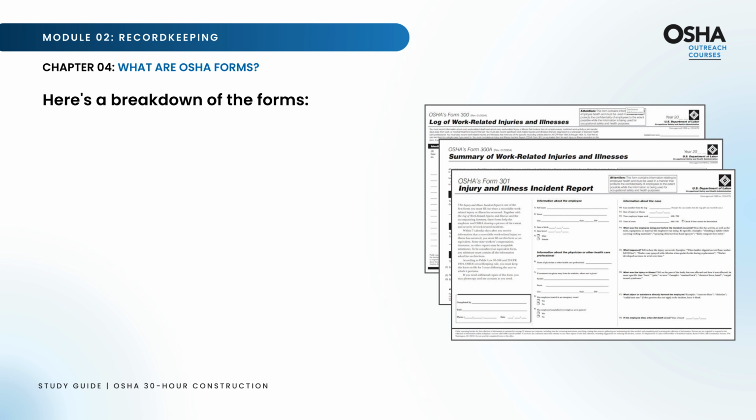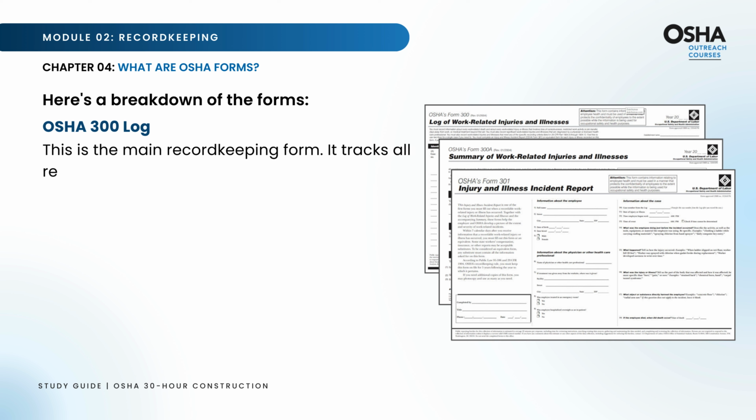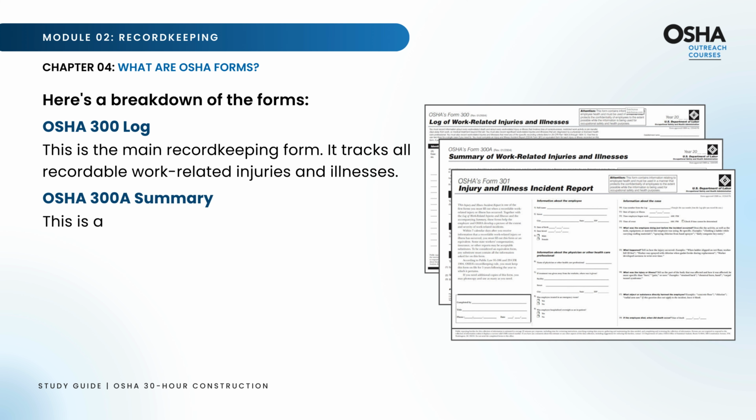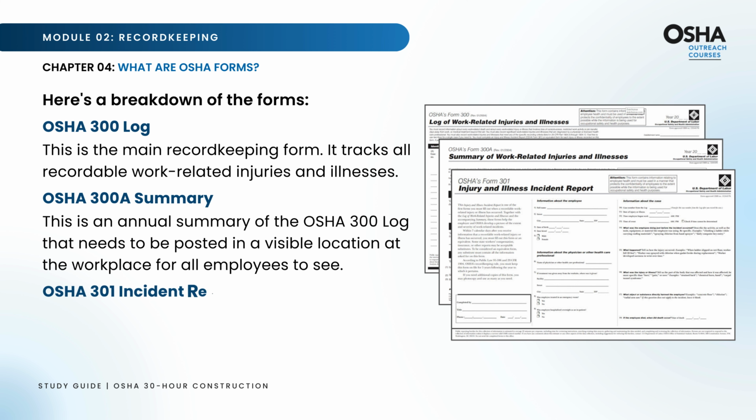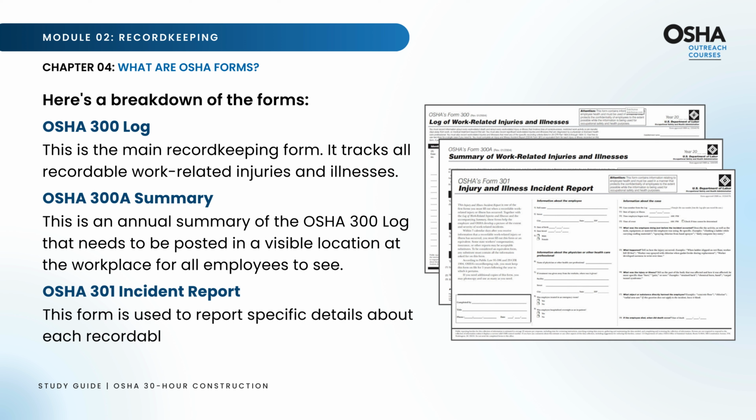Here's a breakdown of the forms. OSHA 300 log. This is the main record-keeping form. It tracks all recordable work-related injuries and illnesses. OSHA 300A summary. This is an annual summary of the OSHA 300 log that needs to be posted in a visible location at the workplace for all employees to see. OSHA 301 incident report. This form is used to report specific details about each recordable injury or illness.